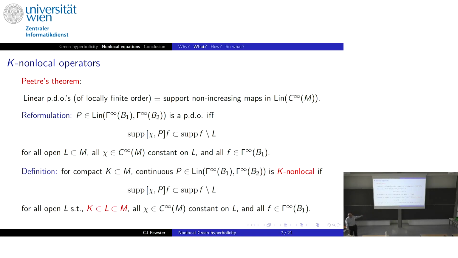And now I'm going to define my non-local thing in the following way. So K is now the compact set where the non-locality is. We now say that a continuous linear map P between these spaces of sections is K non-local if the same condition holds, but now we only require this when our set L, which is where chi has to be constant, contains K. Right? So this is the slight modification to the Peetre condition. If K is empty, then we're back exactly to what Peetre said, and we get the usual definition of a partial differential operator. So this is the definition that we will take for a K non-local operator.